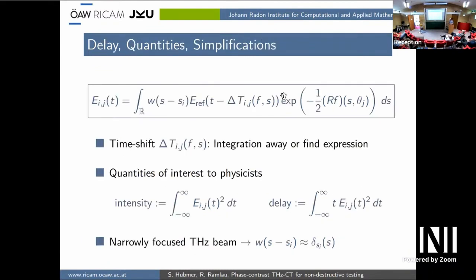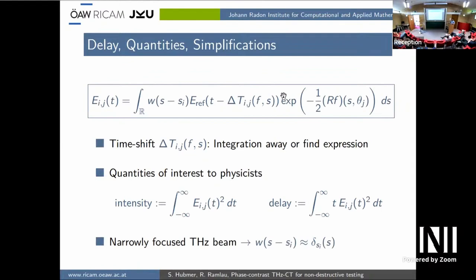Okay, so this is the most general simple model we came up with. And you can see that this is the data that we measure. We can measure them. And everything is kind of known here except this time delay. And we have investigated a number of different ways to deal with this time delay. I'm going to present you some and then tell you what worked best in our case.